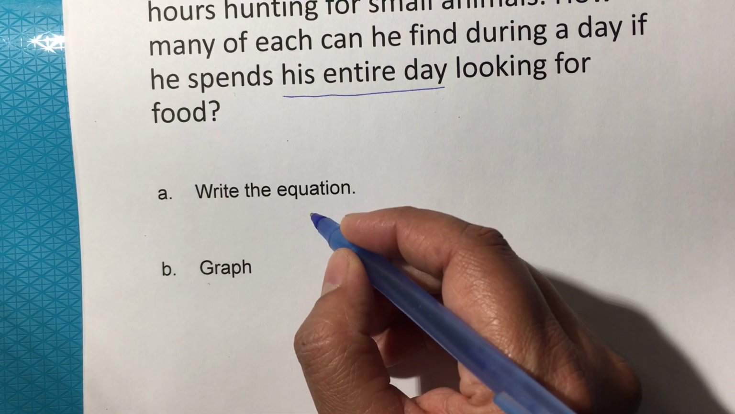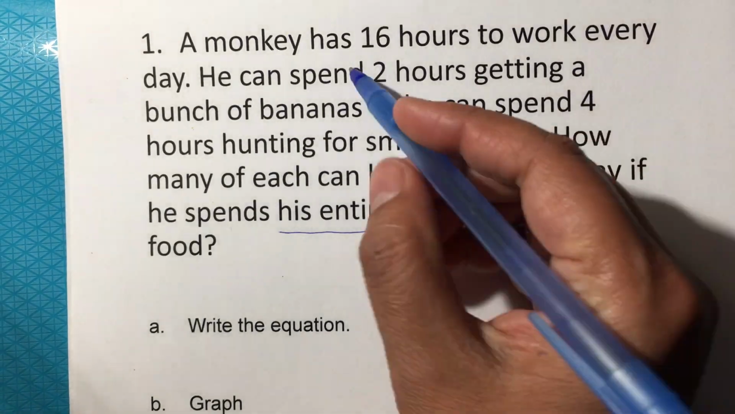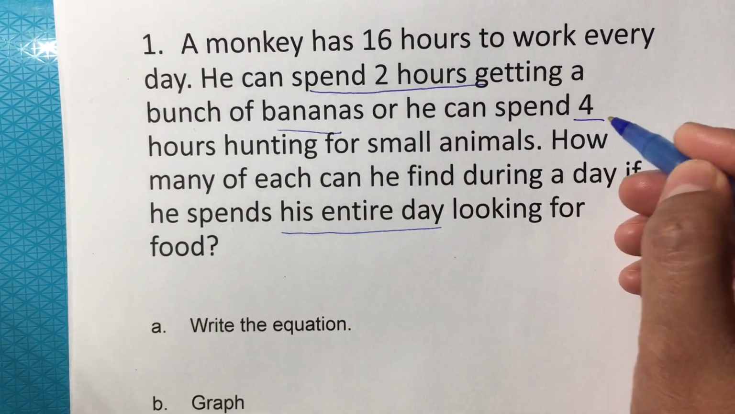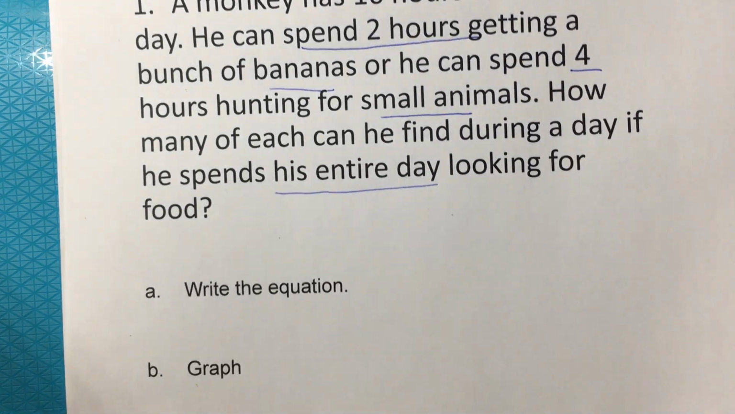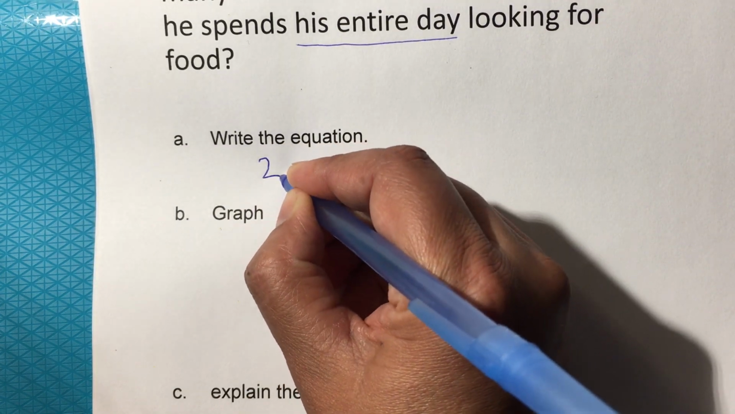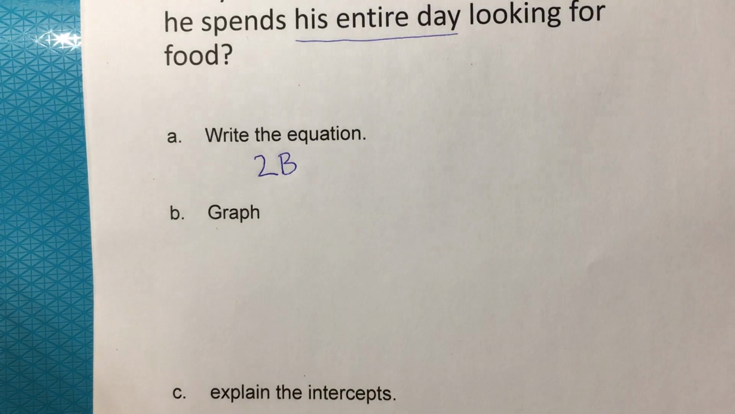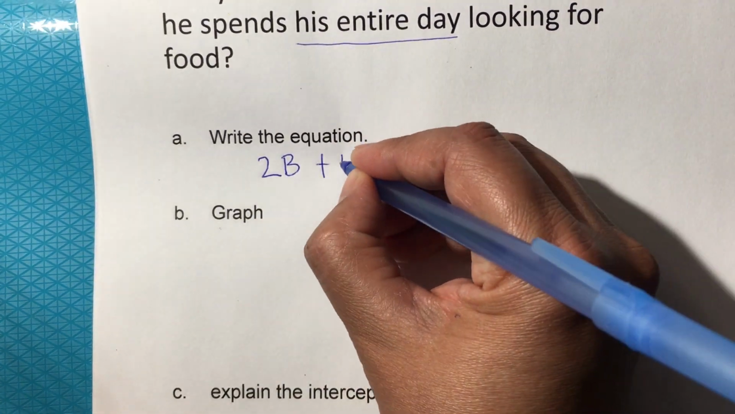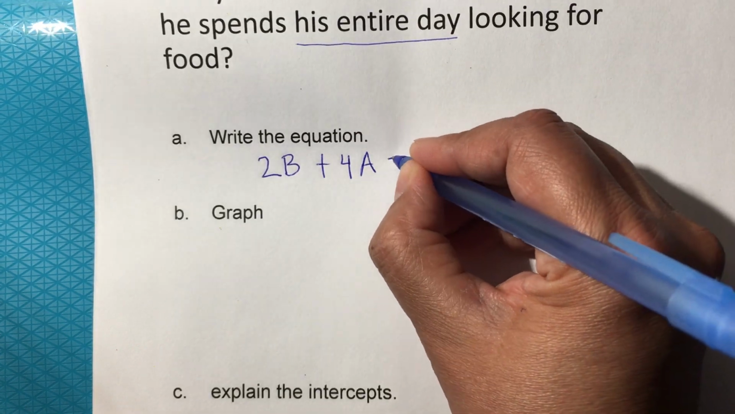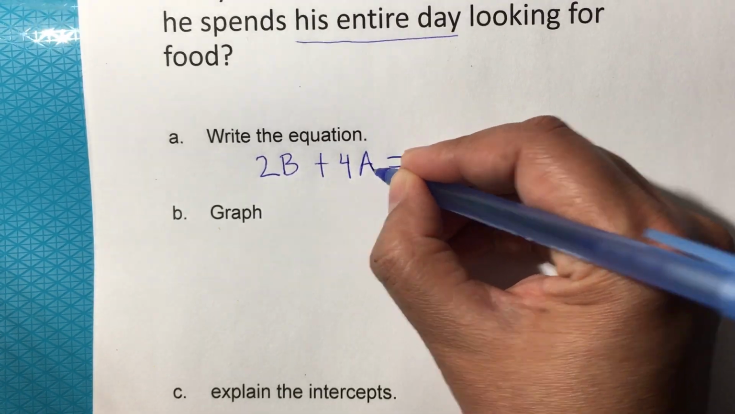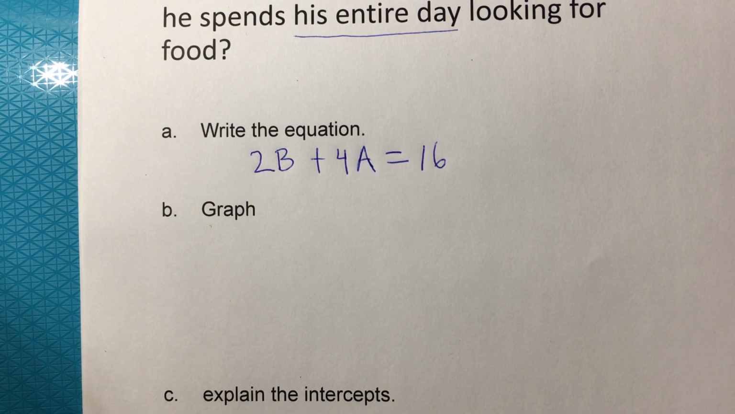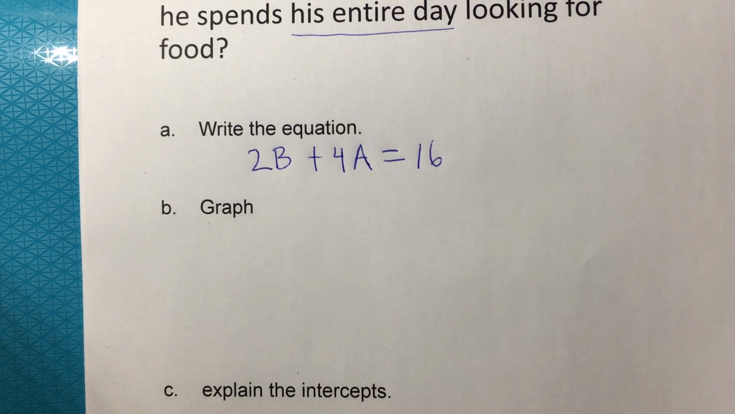So to write an equation, we know that this monkey spends 2 hours looking for bananas and 4 hours hunting for little animals. So what we're going to represent in here for our equation is that the 2 hours spent for bananas, I'll just do a capital letter b, plus the 4 hours hunting for small animals, a, is going to be equal to exactly 16 hours. So that's how you will represent it with an equation. We know because he uses the entire 16 hours.